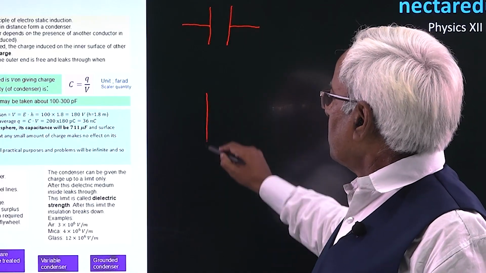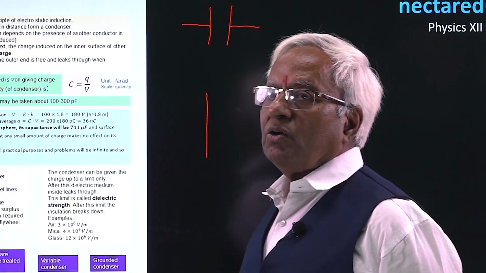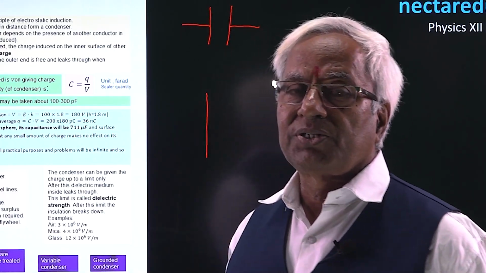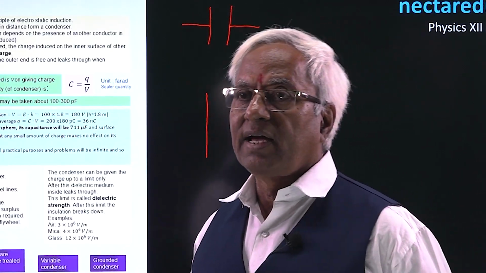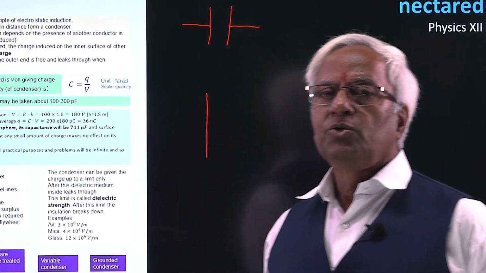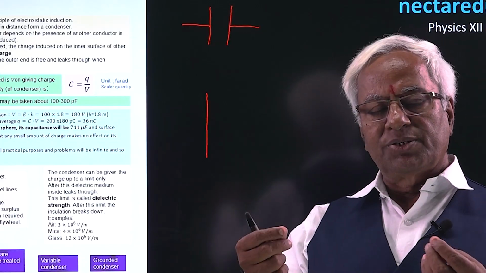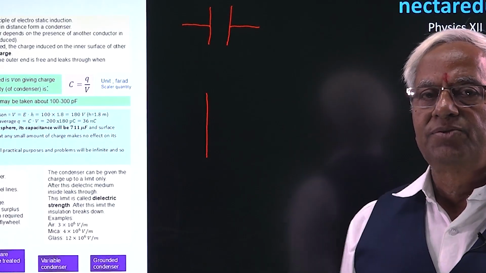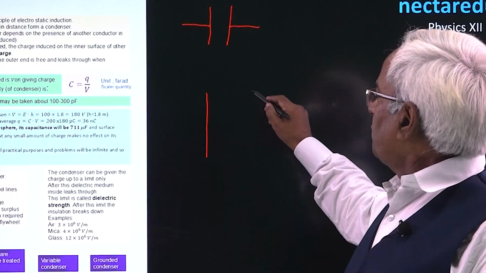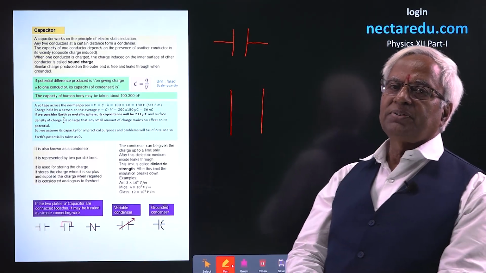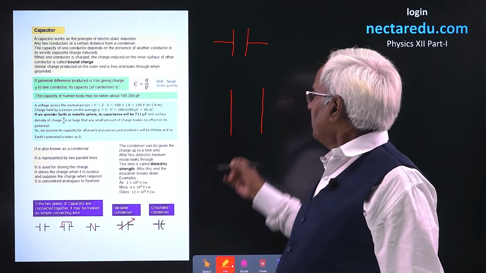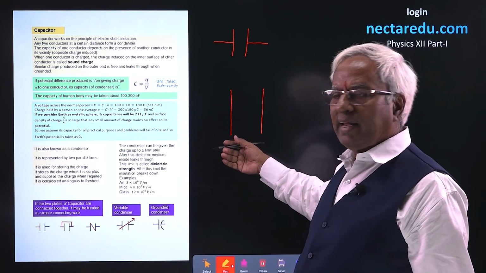What we do, we take one conductor. For condenser, there is no restriction that the conductor should be of plate or of sphere type. It might have any shape. Two conductors at a certain distance will form the condenser. So there are two conductors. For simplicity, I have chosen a very simple shape, like a plate.